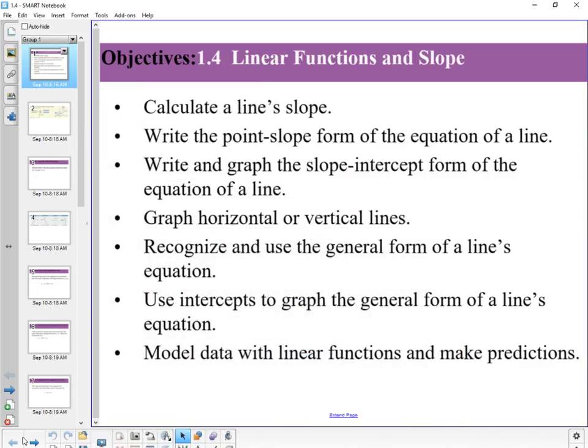He was offended. All right, so we're working with linear functions, and we're going to do a little bit more slope. We did slope on the last lesson, but definitely linear functions. Our objectives today: calculate a line slope, write equation in point slope form, graph lines in slope intercept form, graph horizontal lines, graph vertical lines, recognize and use the general form of an equation, use intercepts to graph them, and if we have time, we'll do some modeling.